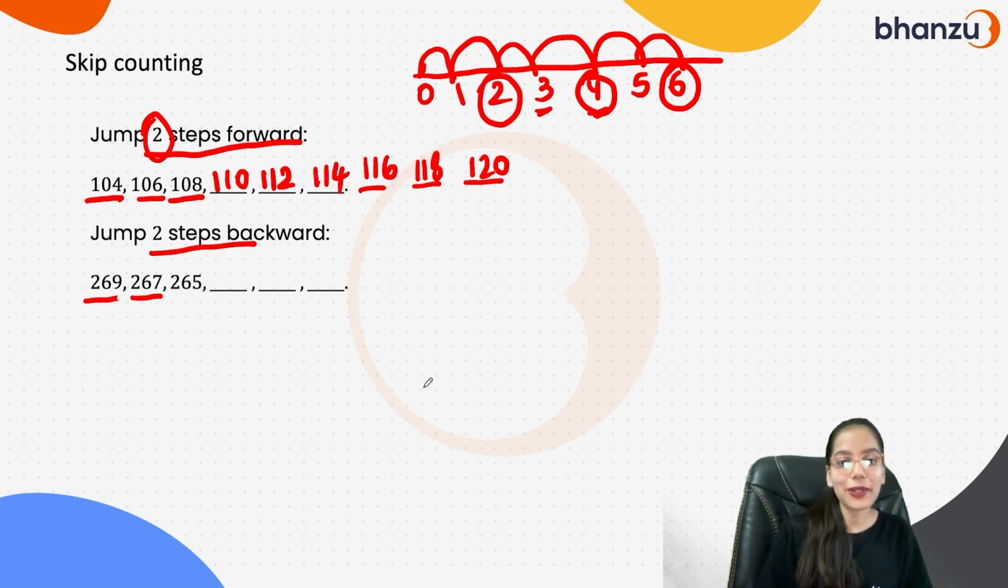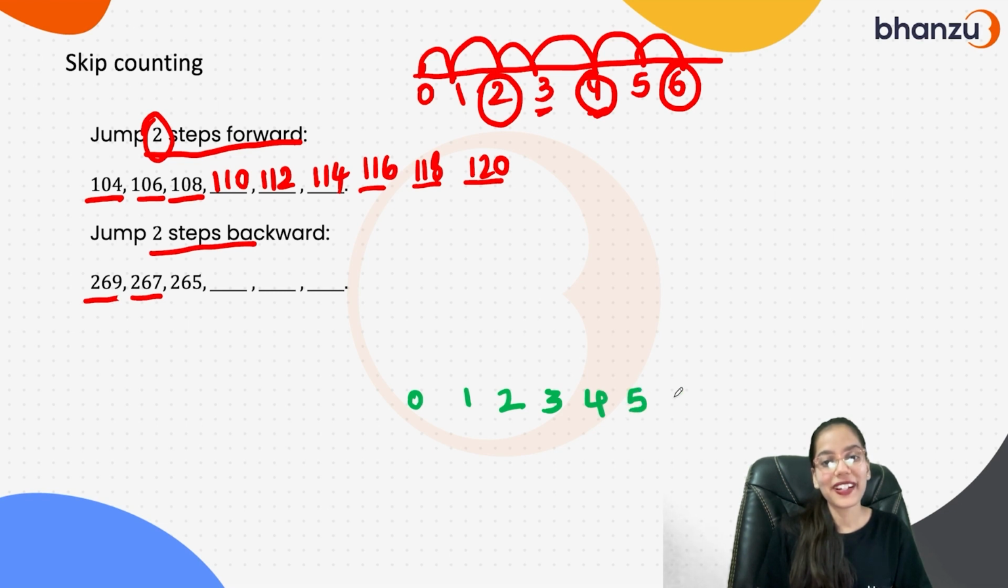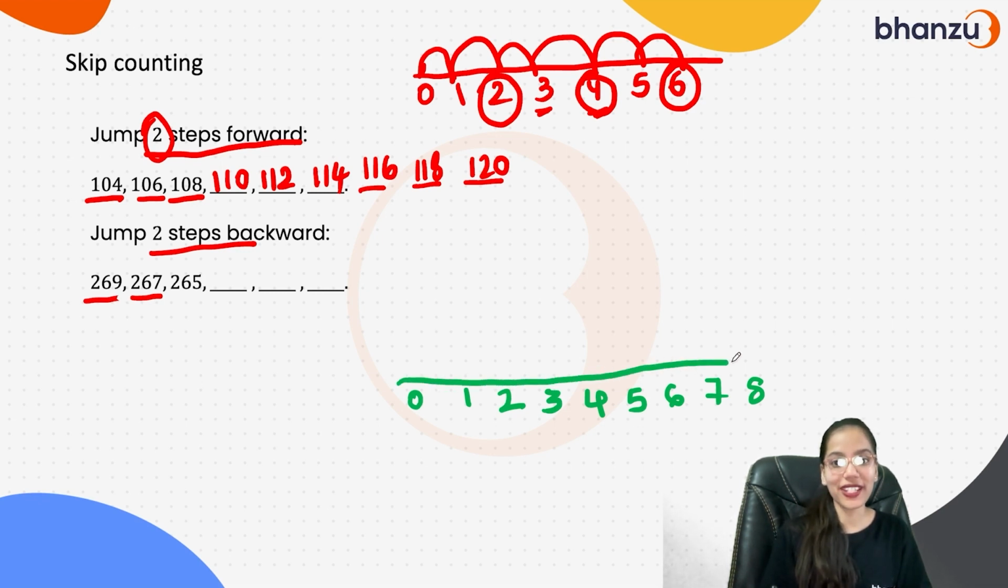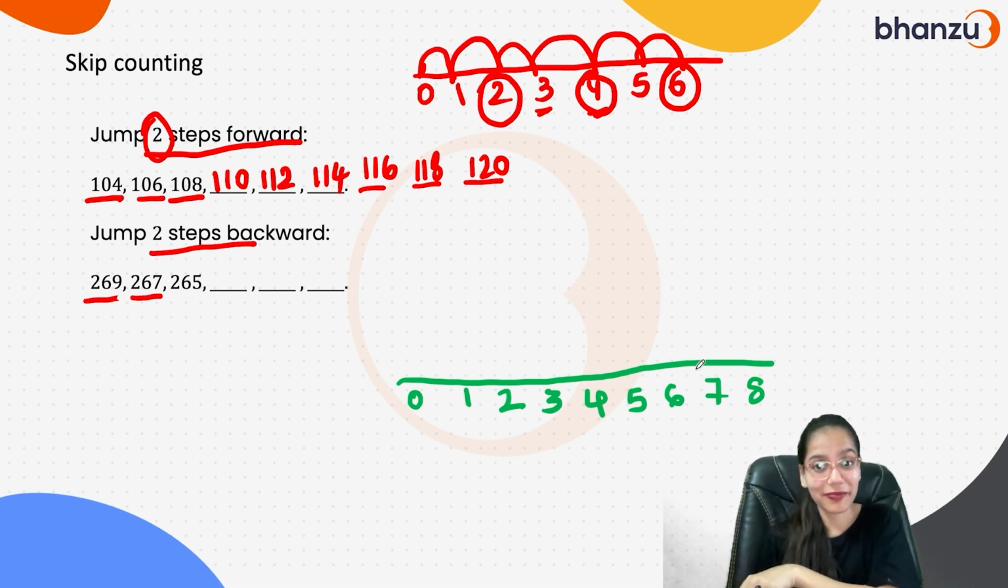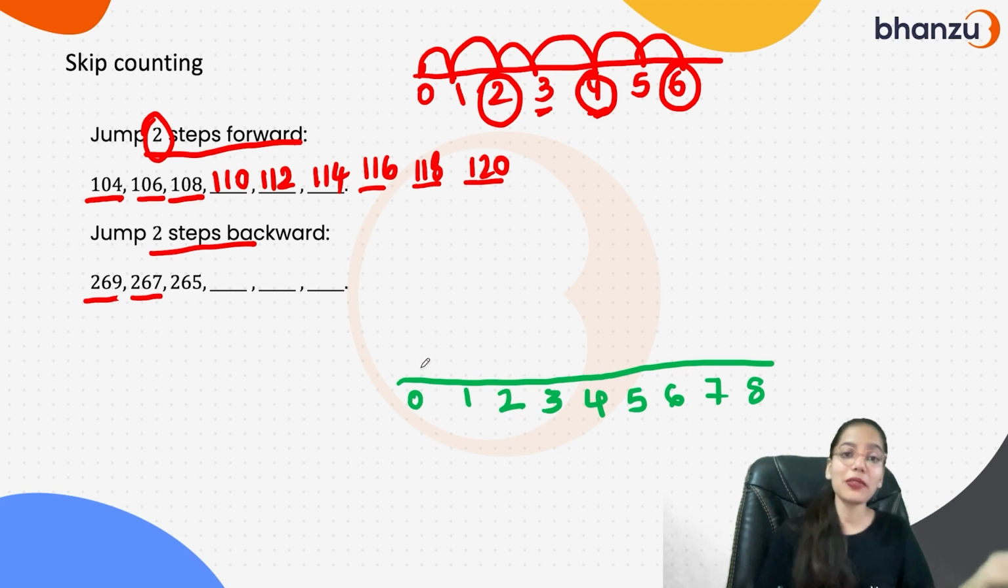Okay. So I will write down the numbers in a similar manner. Let's write 0, 1, 2, 3, 4, 5, 6, 7, 8. Okay. We are jumping backwards now. So when we are jumping backwards, we should start from the end. Correct. So if I'm at 0 and jumping backwards, I don't know what the numbers are. But here when I'm starting from 8, I know there are a couple of numbers. Correct. So let's start from 8.